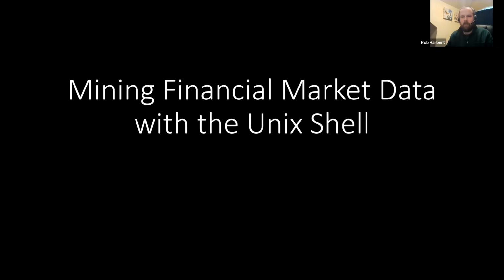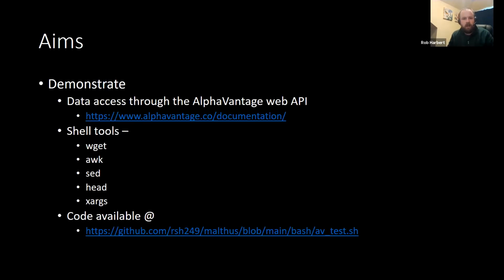In this video, I'm going to walk through a demonstration of mining financial data through the AlphaVantage API using tools available to you on the Unix shell. We're going to first take a look at the AlphaVantage Web API. I'm going to point you in the direction of the documentation, which is going to be linked along with this video. Then we're going to build up running these tools on the command line on the Unix shell, including wget, awk, sed in a very basic example, head, and xargs.